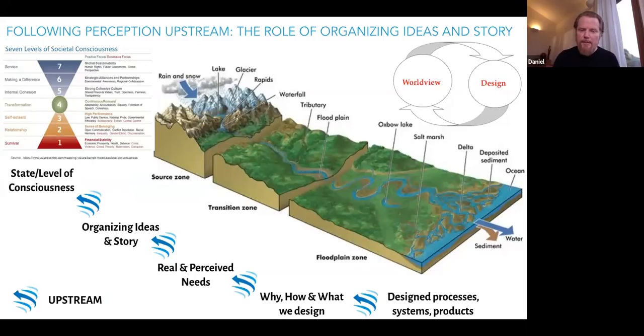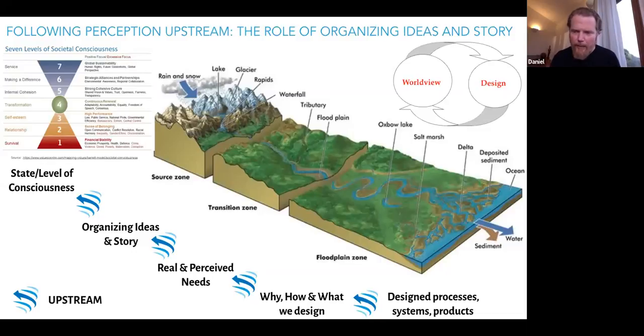And this is influenced by the real and perceived needs. And these real and perceived needs in turn are influenced by the organizing ideas and the stories we tell about who we are, why we're here, what we're here for, who we are obliged to, and what kind of world do we want to hand over to the distant future, to future generations, the seventh generation yet unborn. And so even further up from that is the level or state of consciousness from which we make decisions.